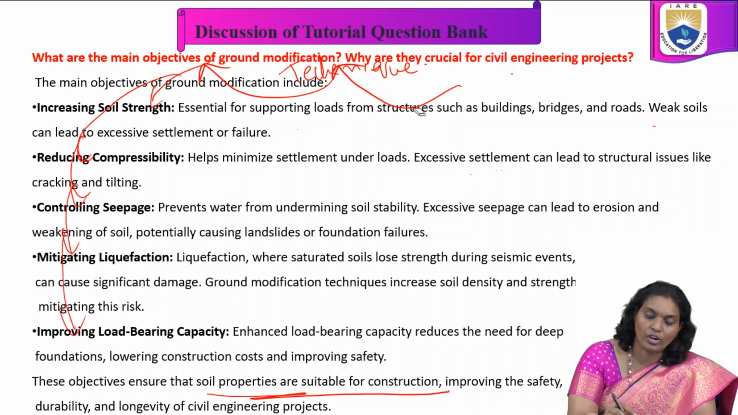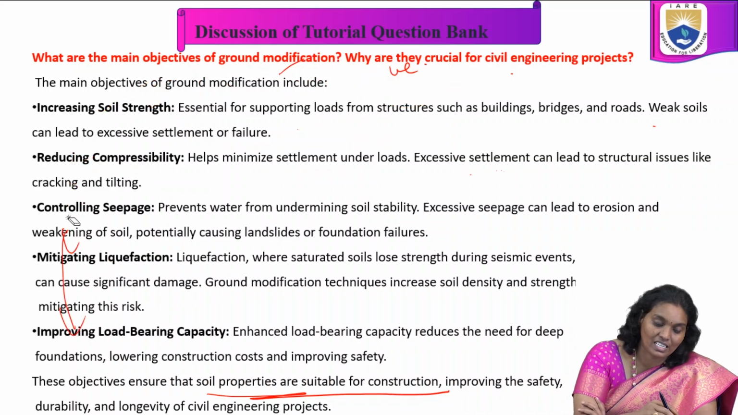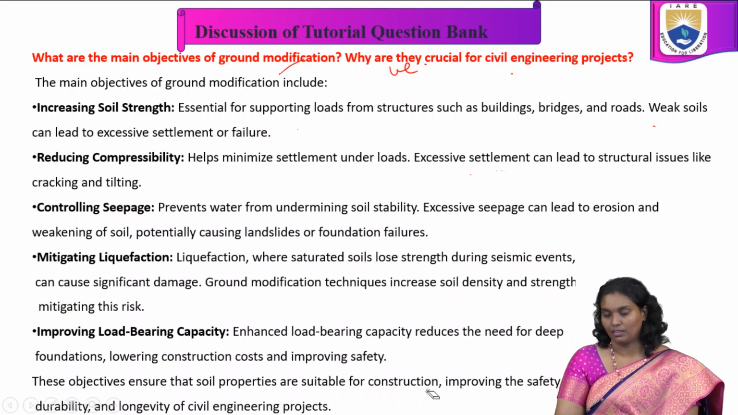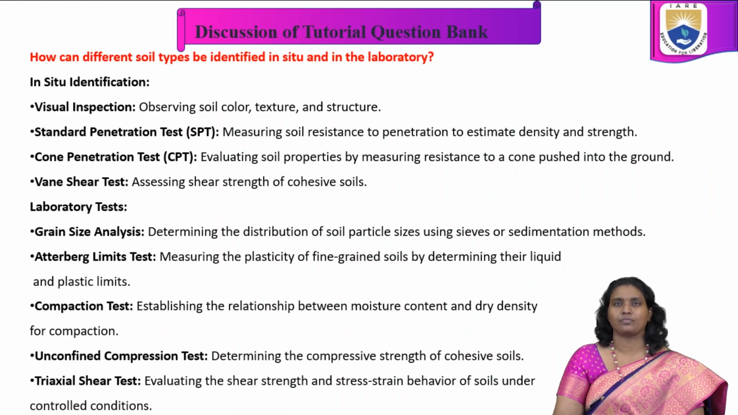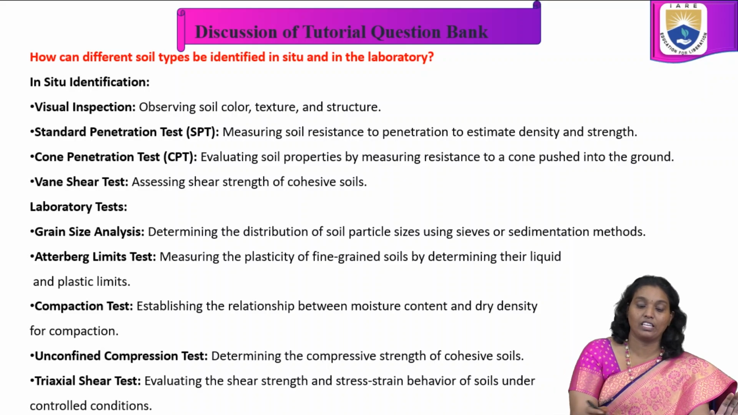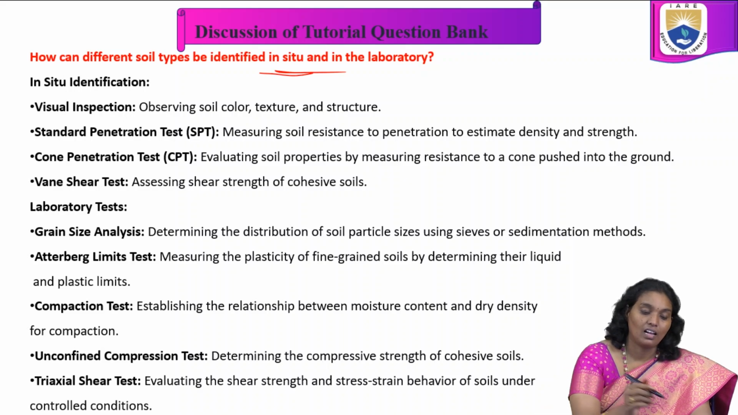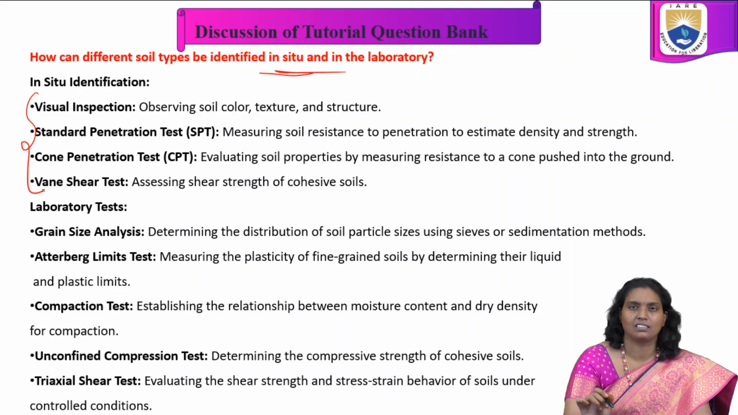So like this, we are going to analyze the question. First we understand the question, then represent the question as per our knowledge. Now, how can different soil types be identified in situ and in the laboratory? In situ is nothing but on-site. So in situ identification: visual inspection, standard penetration test, cone penetration test, and vane shear test are the on-site identification tests.